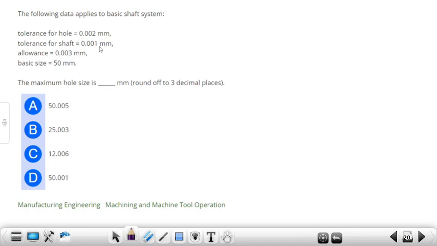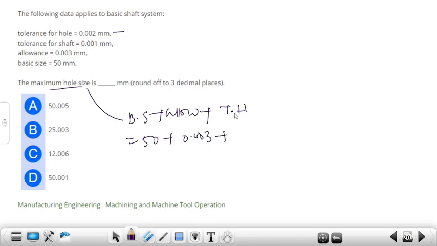Next question, the following data applies to a basic shaft system. The tolerance of hole is 0.02 mm, tolerance of shaft is 0.01, and allowance is 0.03 mm. Basic size is 50 mm. Then we have to find the maximum hole size. For hole size, we have to take the basic hole size plus the given allowance, plus, and the shaft we don't have to take because this is asking for the hole, so the tolerance for the hole. So basic size is 50 plus allowance given 0.03, and tolerance of hole is given 0.02. So adding this, it will be 50.05. Option A is the correct answer.